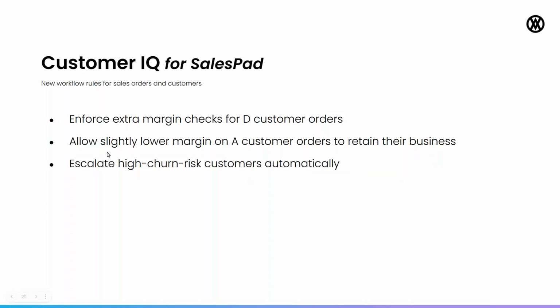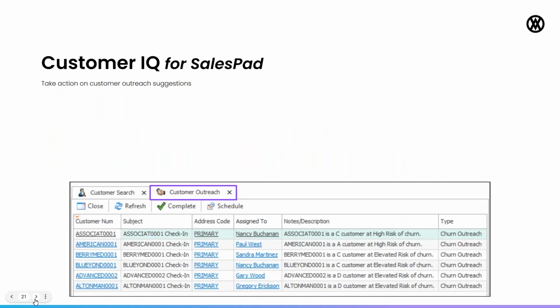So again, I mentioned this already, but there's workflow rules that are part of our workflow engine that will enforce extra margin checks for D customers. That's a use case we didn't really talk about. We talked about prioritizing A customers and high risk customers. But if you have a D customer, maybe you want to enforce margin checks to make sure we're not losing money, because historically that's a customer segment that we're losing on. And so we could key off of that and do a margin check for D ranked customers to make sure we're not losing money in those cases. So that's just another use case for the workflow.